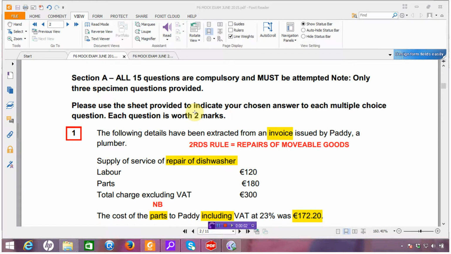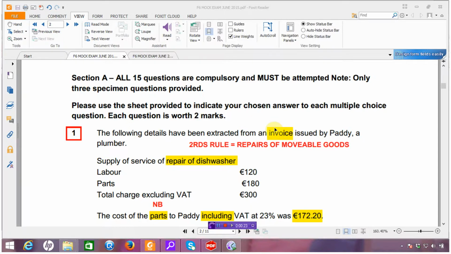Hi everyone, this is a short screencast for F6 Taxation IRE for the mock exam in May 2015. I'm going to focus in this particular screencast on section A and the short form questions. So question 1 here relates to the 2/3 rule and VAT.